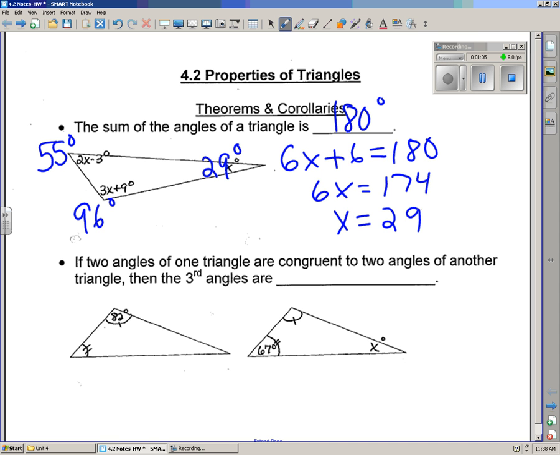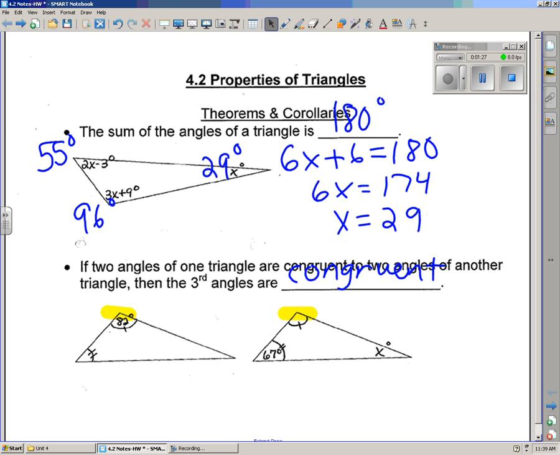So this next one, if you know that two angles of one triangle are congruent to two angles of another, then you should also know that the third angles have to be congruent as well. So if you know that the angle up here on top is 82, then because of the way that it's marked, this angle also has to be 82. This angle also has to be 82 degrees.